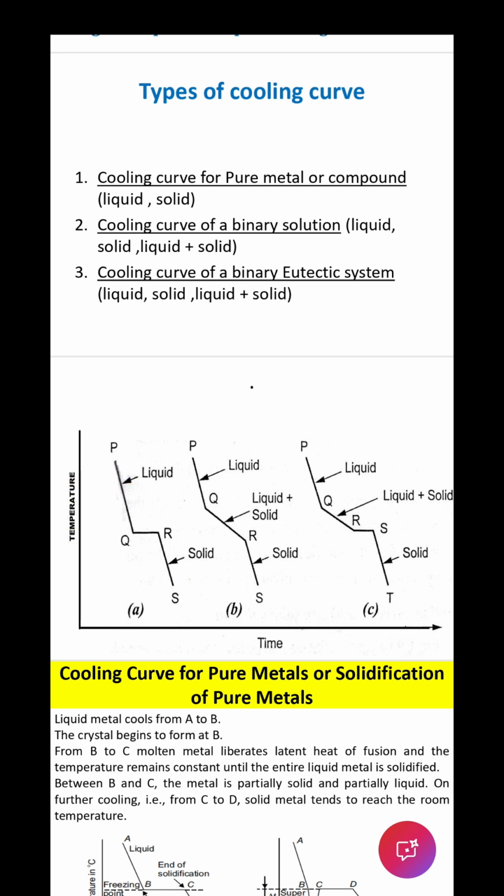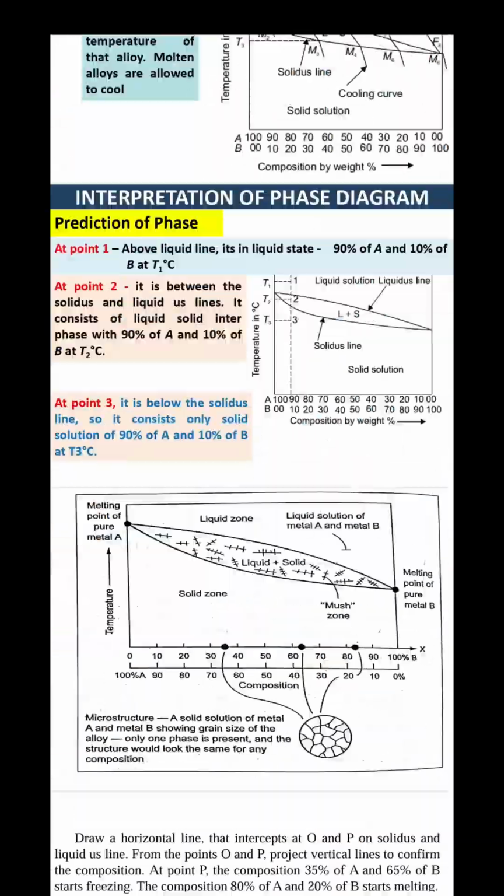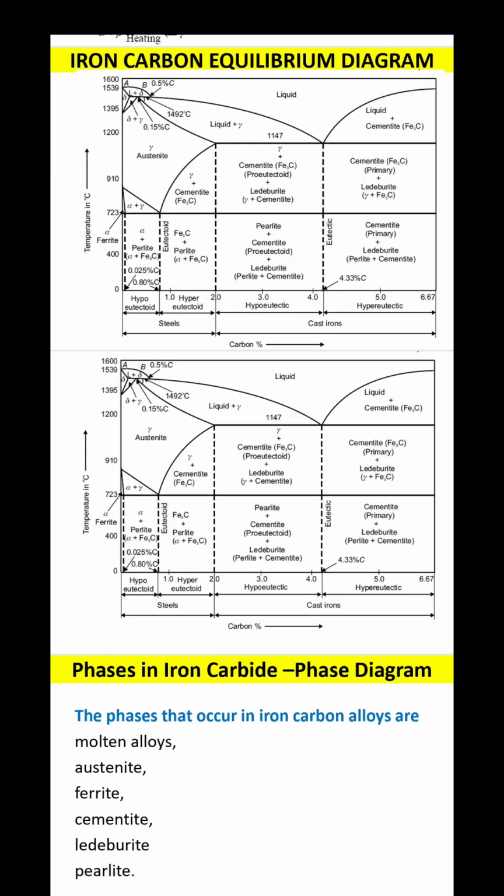The third one is cooling curve for a eutectic system. So here both liquid and solid are present and rapid cooling takes place. So the liquid phase is present, then liquid plus solid phases are present, and then completely solid phase is present during this curve. So next we go for iron carbon equilibrium diagram.